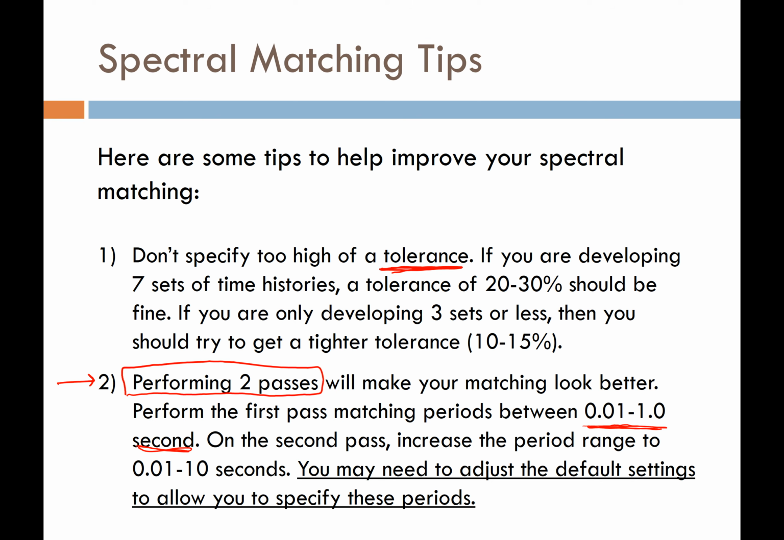Then you're going to take that first matched time history and use it as the input for your second pass, where this time you're going to specify your larger periods. Now, it doesn't need to be 10 seconds. You can match it out to 4 seconds or whatever your response spectrum is you're interested in. But the point is that in the second pass, you are going to increase your period window or your period range for your matching. So this range from 0.01 to 1 second is really going to get matched twice.